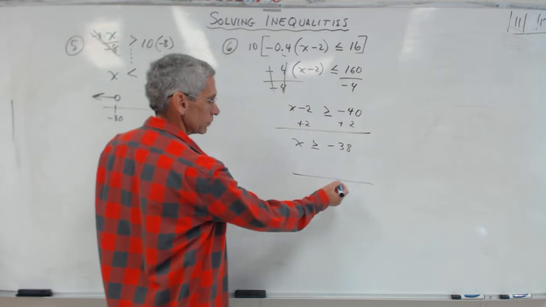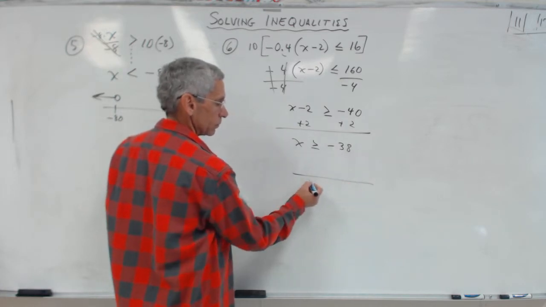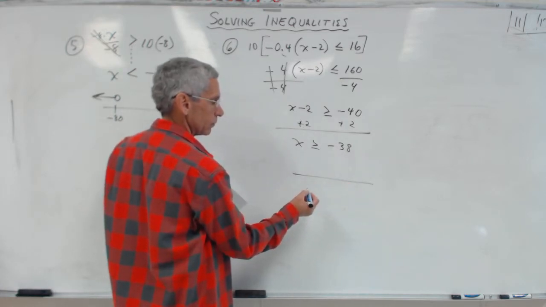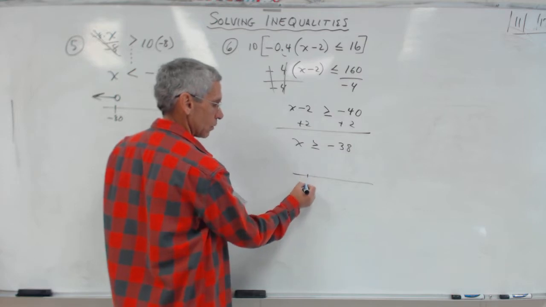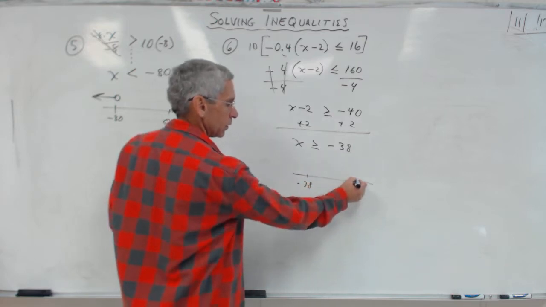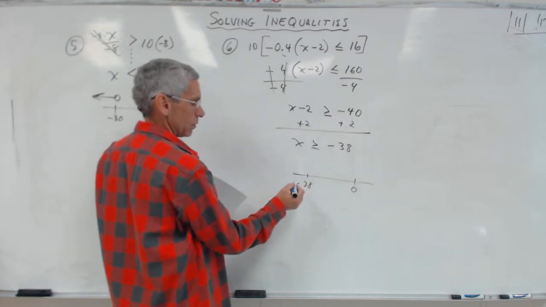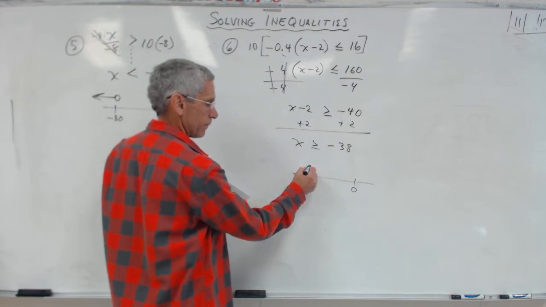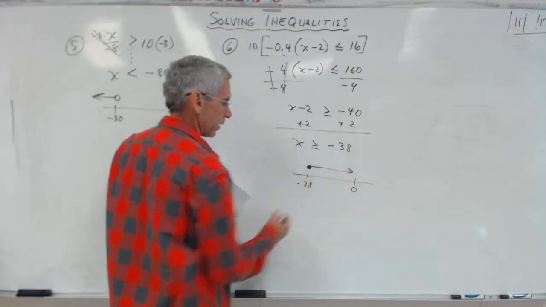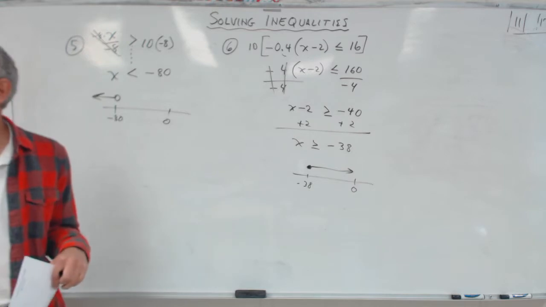You would put negative 38 on the left of 0. And then you'd fill it in with a black dot, and then you'd make it go to the right. You got it. Exactly. Excellent. Okay, well done.